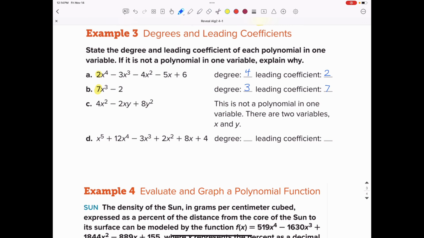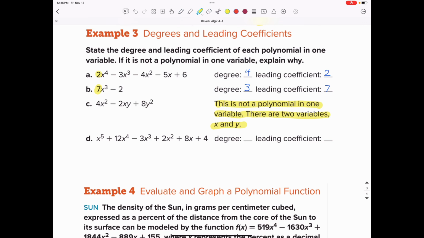Part C is 4x squared minus 2xy plus 8y squared. You can see that this is not a polynomial in one variable simply because there are two variables. The two variables are x and y. You can only have just one variable to be a polynomial in one variable.